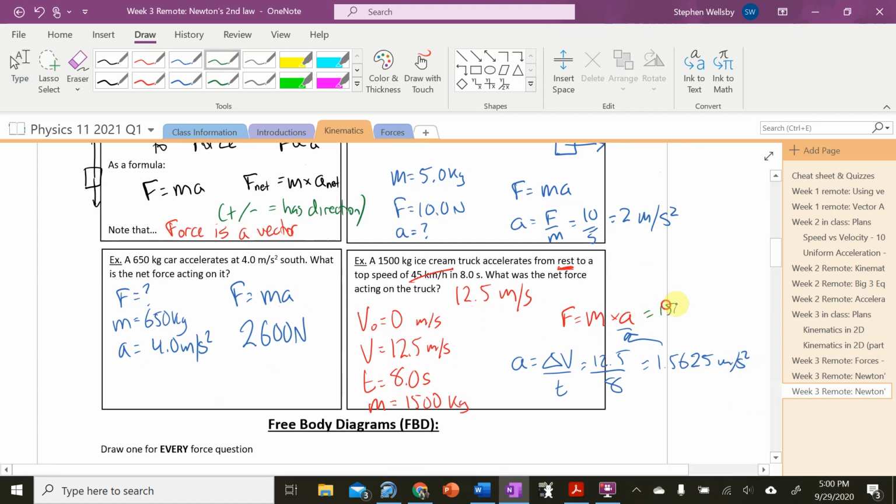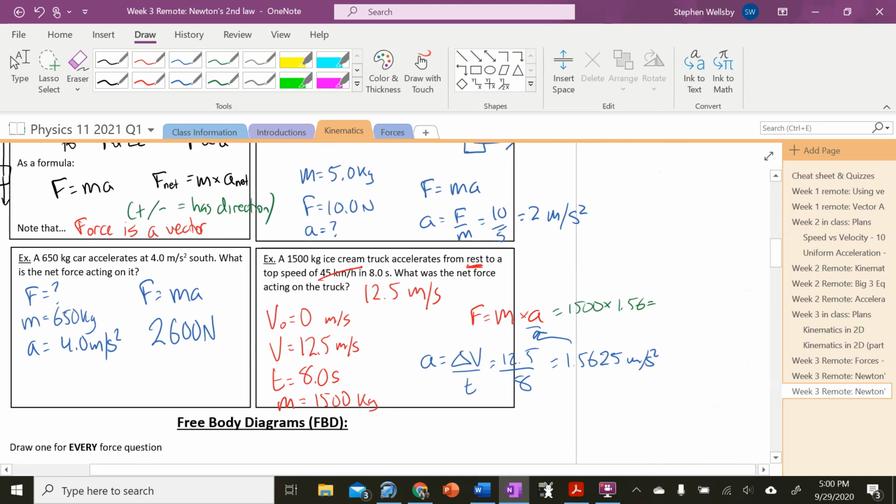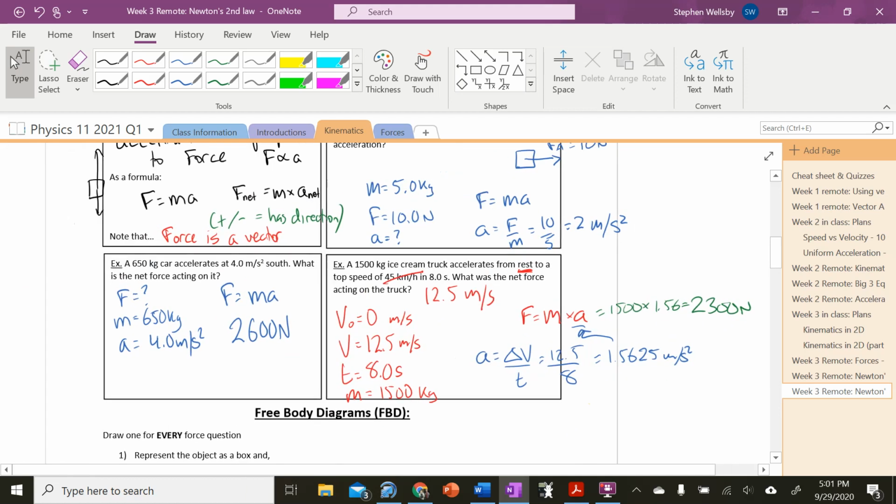Equals 1,500 times 1.56 equals approximately 2,300 newtons. Okay, so we've got the basic ideas here, how to use the formula.